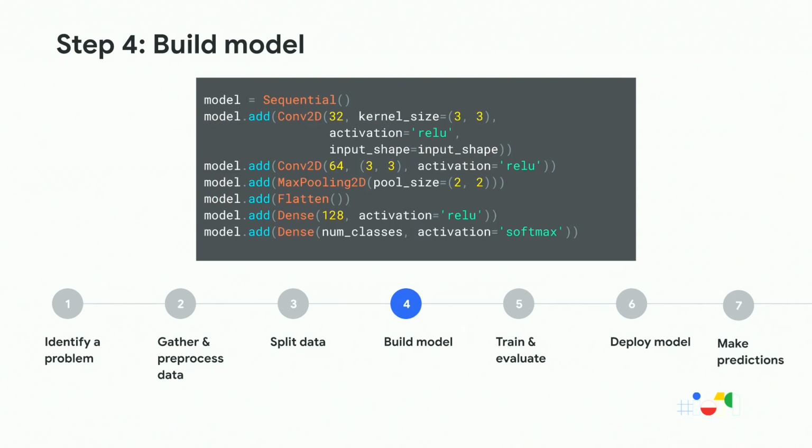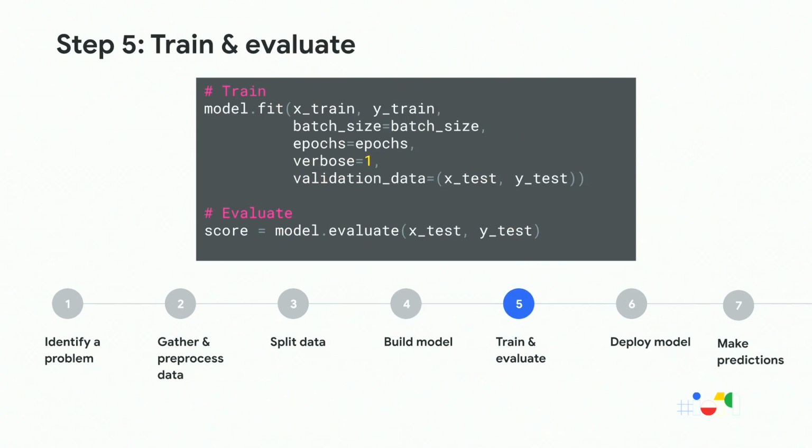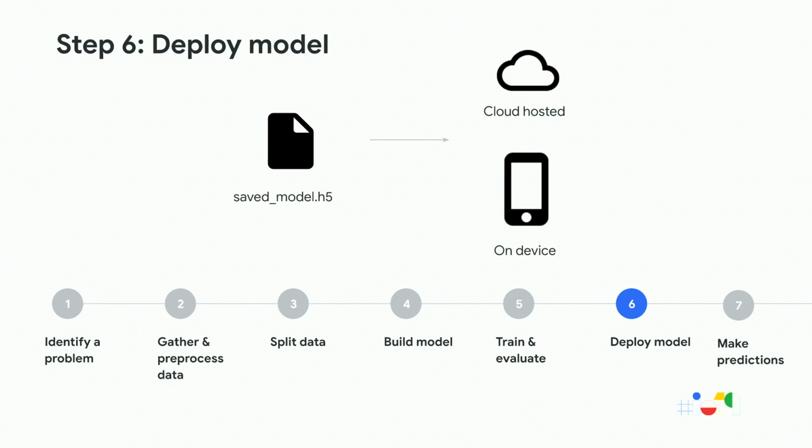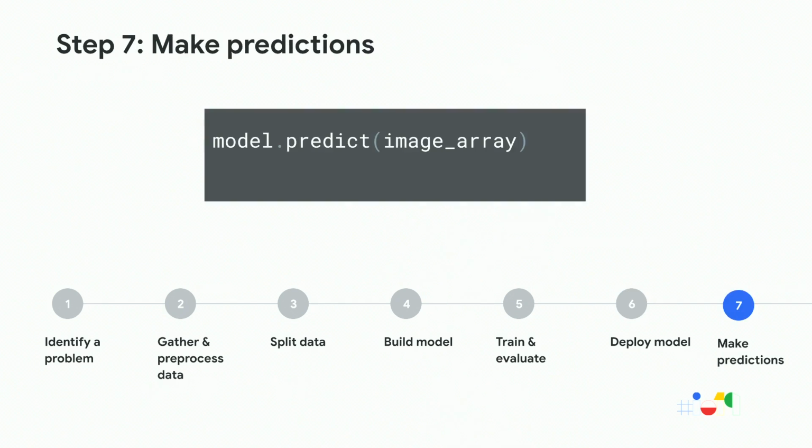You have to build the model, and then you have to train the model, and then you have to evaluate the model. And finally, with the model, you have to deploy it somewhere, maybe in the cloud, maybe on your phone, just so you can get to the final step of making a prediction. Just so you can upload a photo into the API and get the result you want.